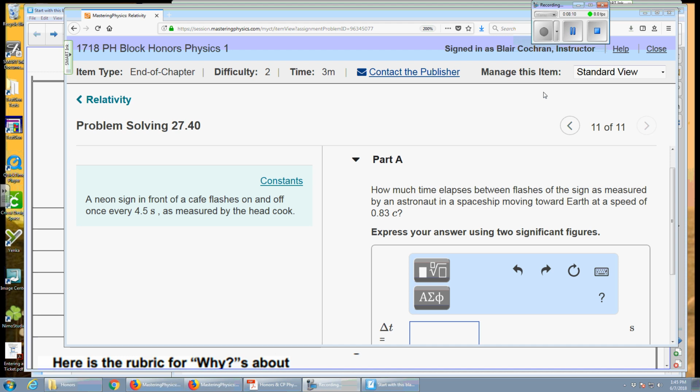Going shorter. Well, no, it's going faster. It's going to see a shorter period of time between each flash. The ship, because if you think about it, each flash is spreading out and the ship is coming in and hitting them. It's not accelerating, but it's going to hit them at a higher rate than 4.5 seconds, because it's moving in between them.